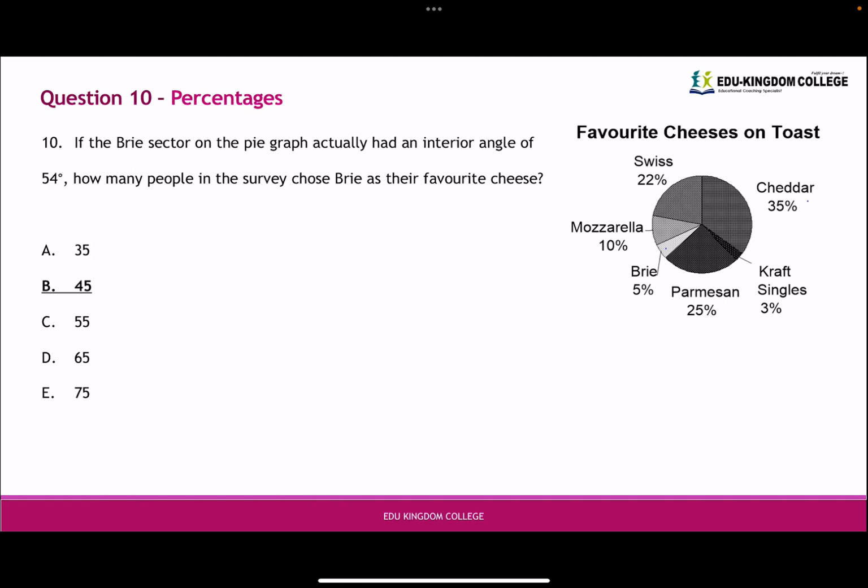Last two questions. So we have an interior angle of 54 degrees. How many people in the survey chose brie as their favorite cheese? So we have 54 over 360, because that's all the angles we have in a circle. Let's try and do this together. Divide top and bottom by 2 first, gives you 27 over 180, pardon my bad writing, and then divide top and bottom by 9 should give you 3 over 20.